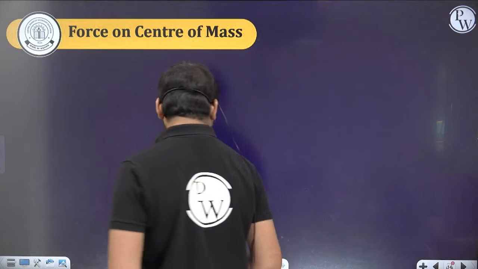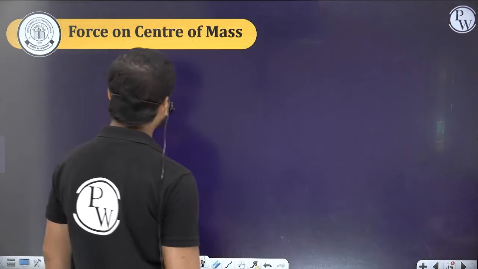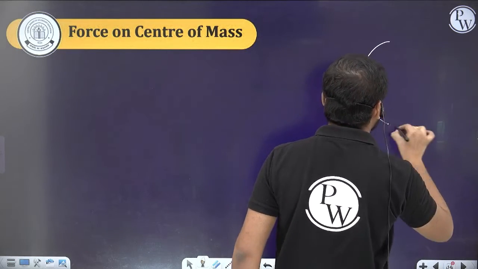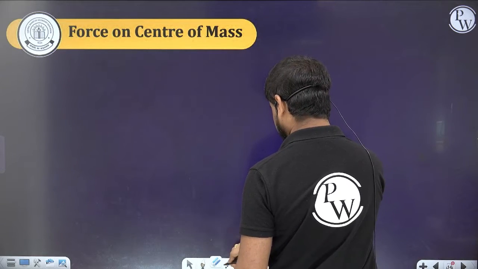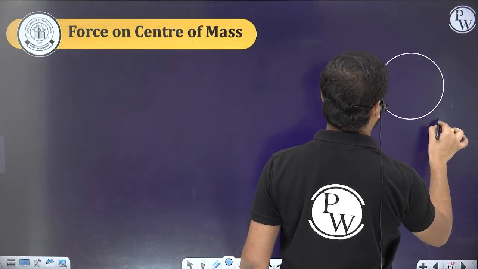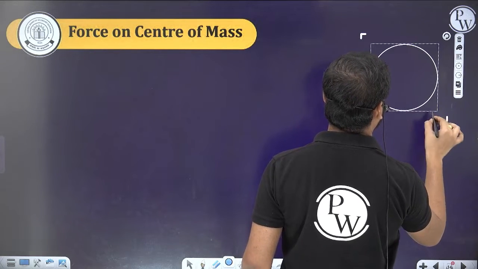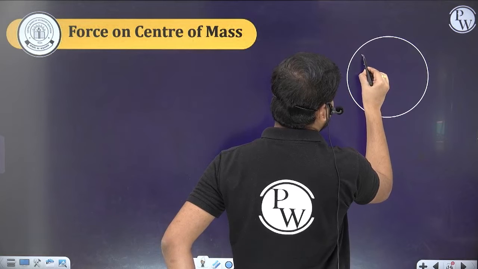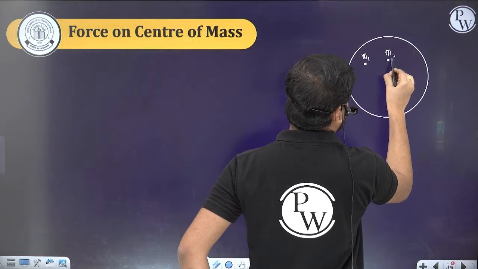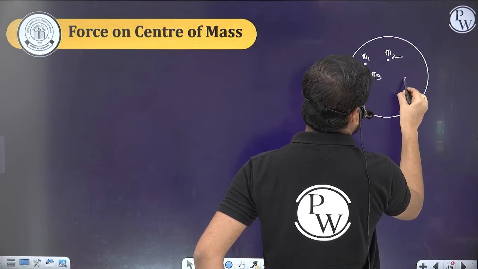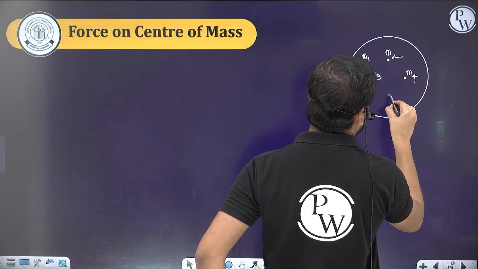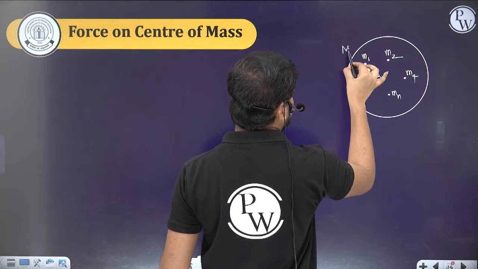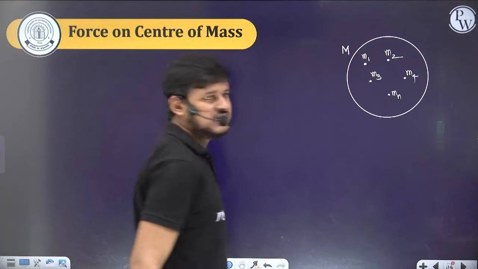Now let's come to the important concept: what is the force on the center of mass? Suppose we have a system with masses m1, m2, m3, m4, and so on, up to some mn masses. Let the total system mass be capital M.